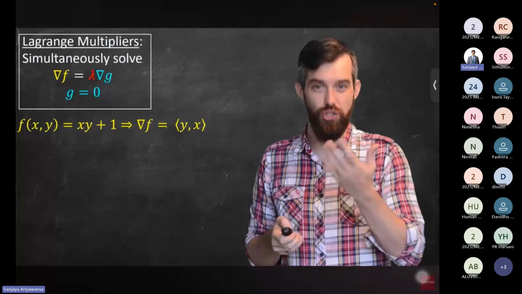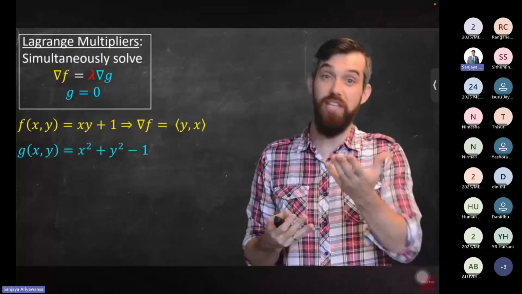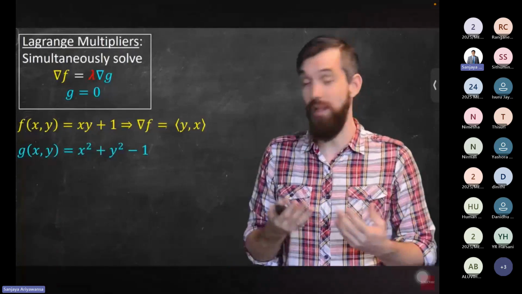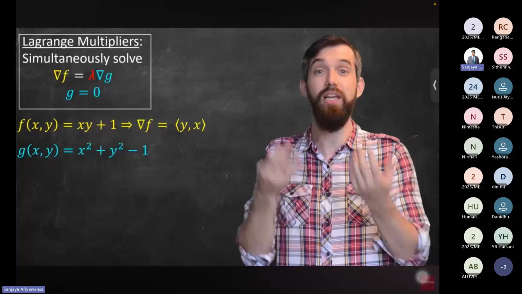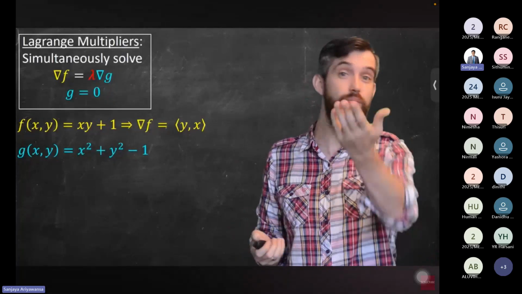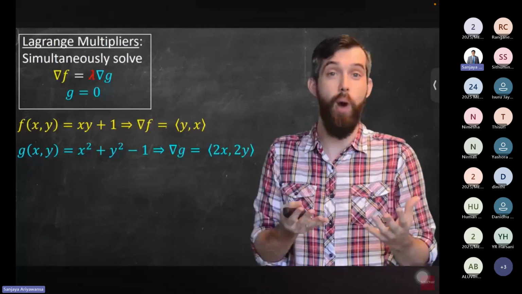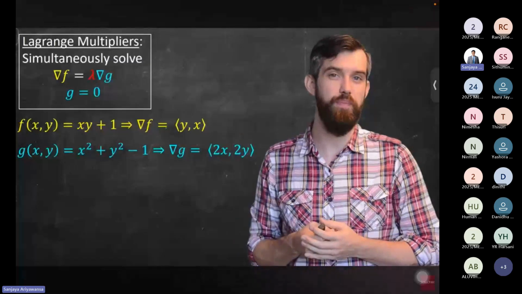Then if I look at my constraint equation, the g, I can do the same thing. What is the gradient of this? Well, again, I have to figure out the partial derivative with respect to x and the partial derivative with respect to y, and what I'm going to get is 2x and 2y. Both of these gradients are easy to compute.